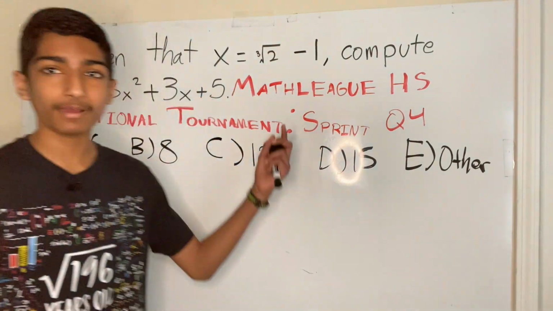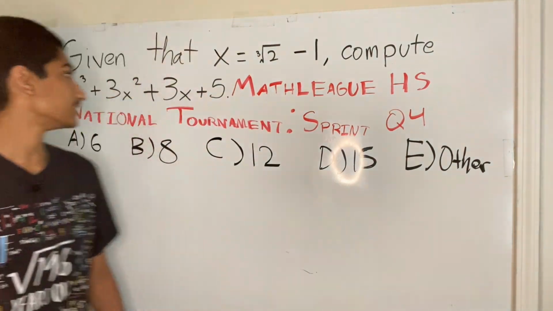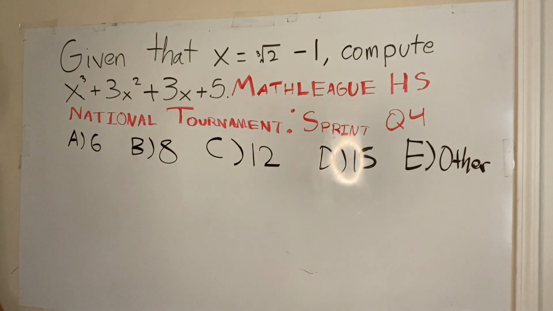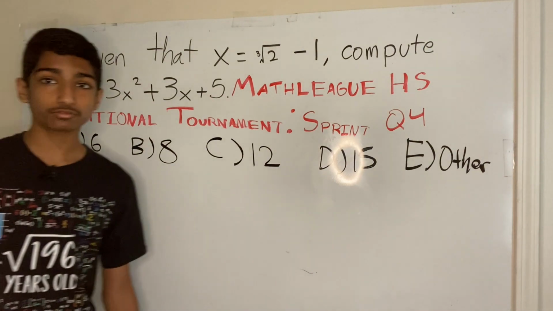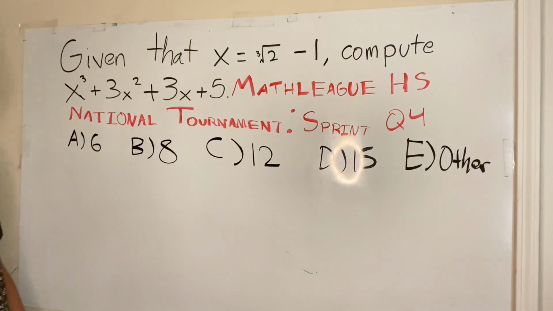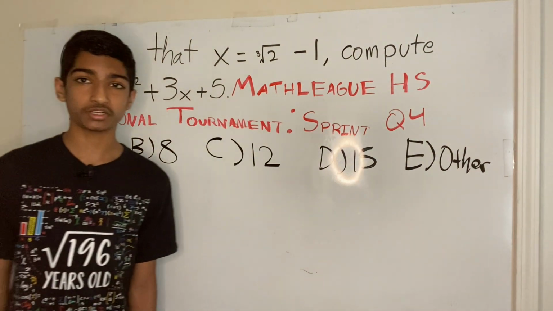Okay, so here we have a math competition problem, and it says, given that x equals the cube root of 2 minus 1, compute x cubed plus 3x squared plus 3x plus 5. And this is from my June 12th tournament that I went to from the Mathleague High School National Tournament, and it's sprint question number 4.